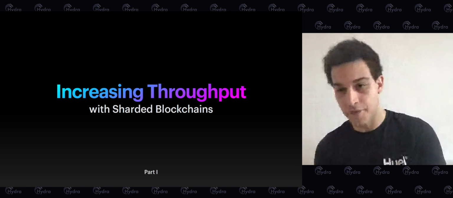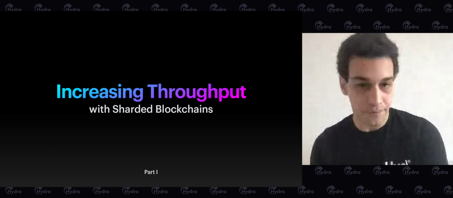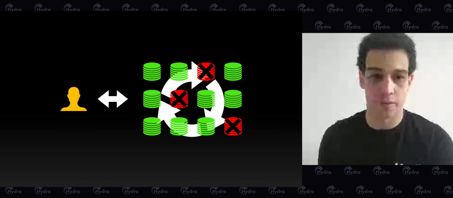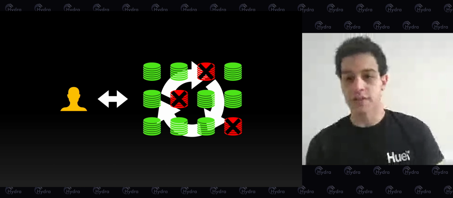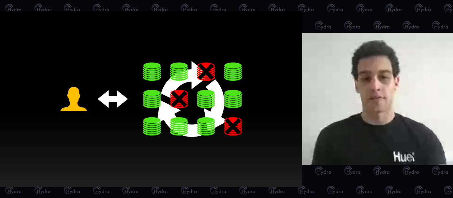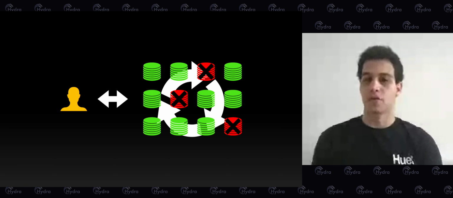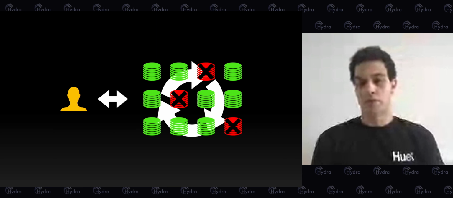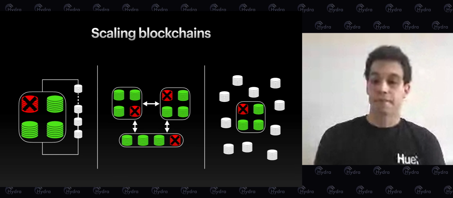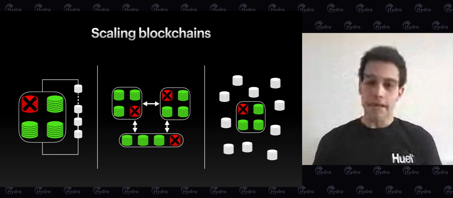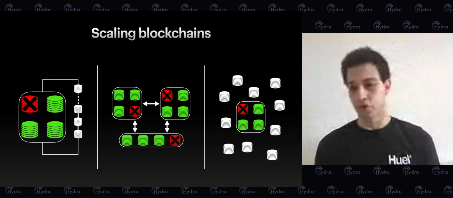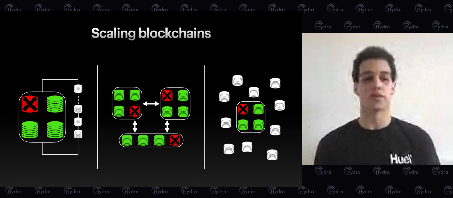Okay, so this is part one, increasing throughput with sharded blockchain. As we mentioned, this is the traditional system that we see here. We have clients and we have a global system with some nodes good, some nodes bad, right? And usually there are three main techniques to scale blockchains. There are others, but those are the biggest that we have.